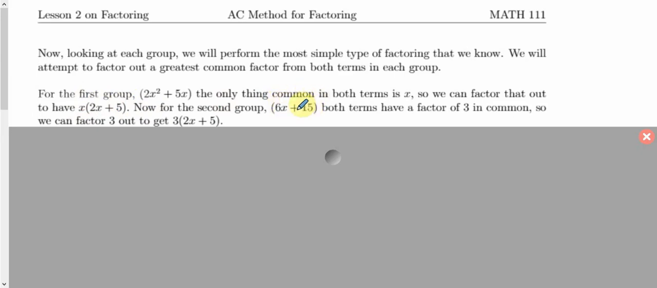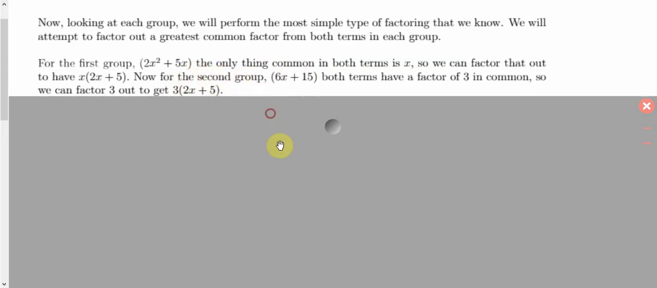For the second group, 6x plus 15, they both don't have x's, so I can't do that again. But 6 and 15 are both divisible by 3. So I could pull a 3 away from both. So 6 is 2 times 3. So if I pull a 3 away, I'll be left with a 2x in this first term. 15 is 3 times 5. So if I pull a 3 away, I'll be left with 5 in this first term. And so this is what I get. Pulling the 3 out, I get 2x plus 5. Or factoring the 3 out, I get 2x plus 5.